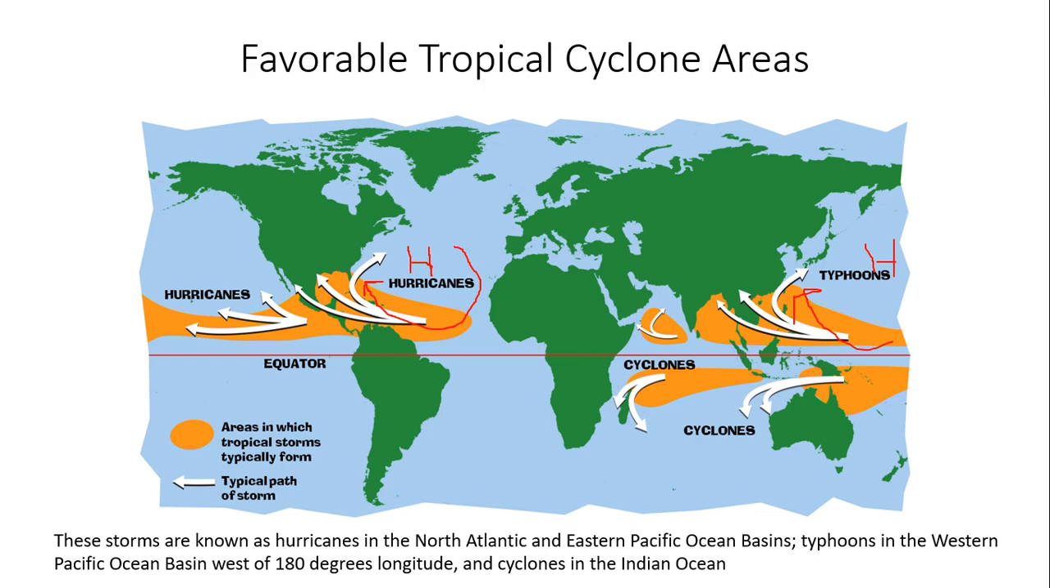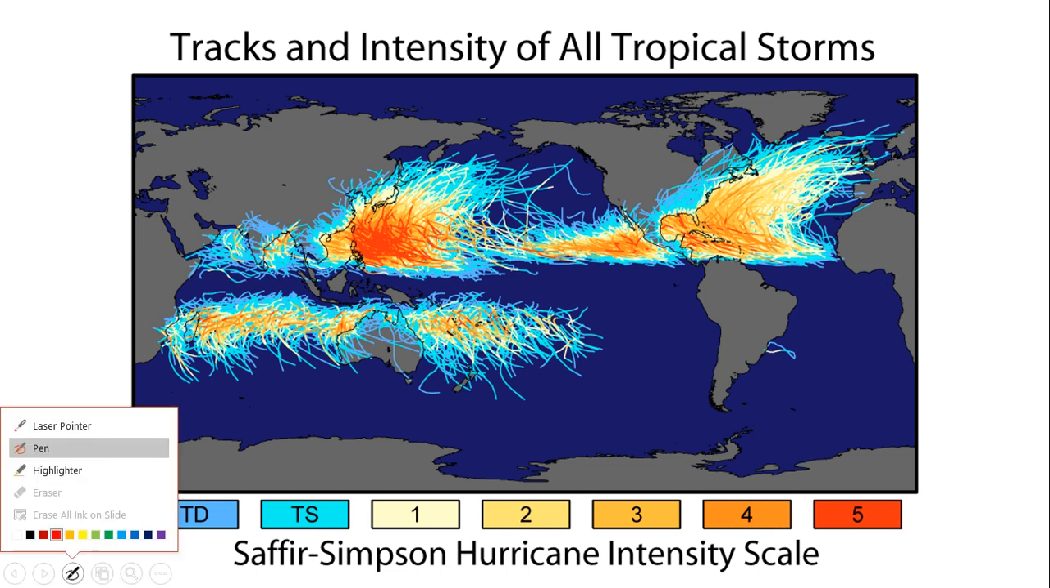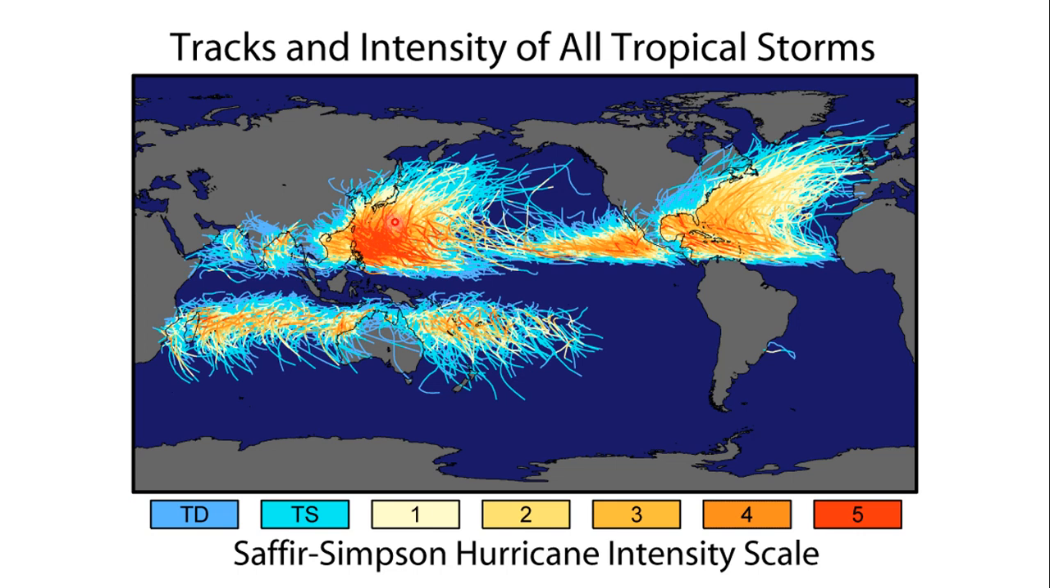And then here is the actual track and intensity overlay of all tropical storms. And you can tell by the color scheme how intense the systems are. So if I have this orange shading over the western Pacific Ocean, the darker orange shading, that's associated with Category 5 or very strong typhoons in that location. You also see a lot of tracks over the Gulf of Mexico, the Caribbean, the western Atlantic Ocean. You see a lot of orange coloring, and they're also more intense in these areas.